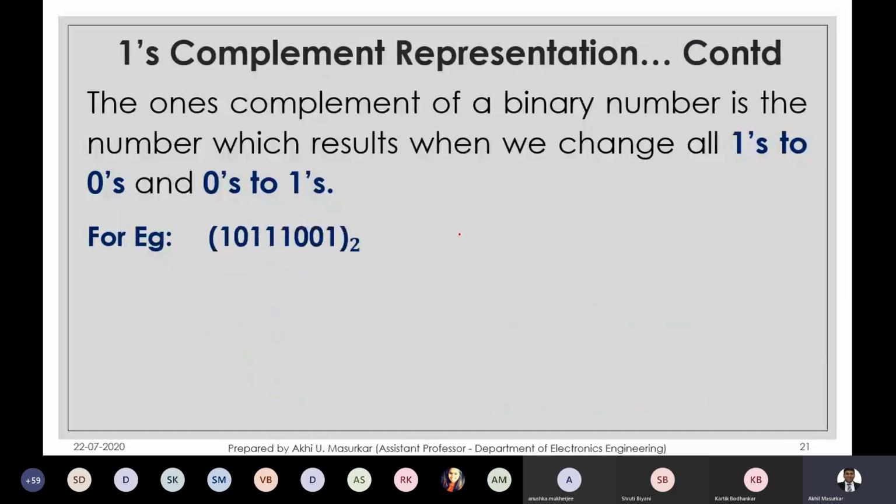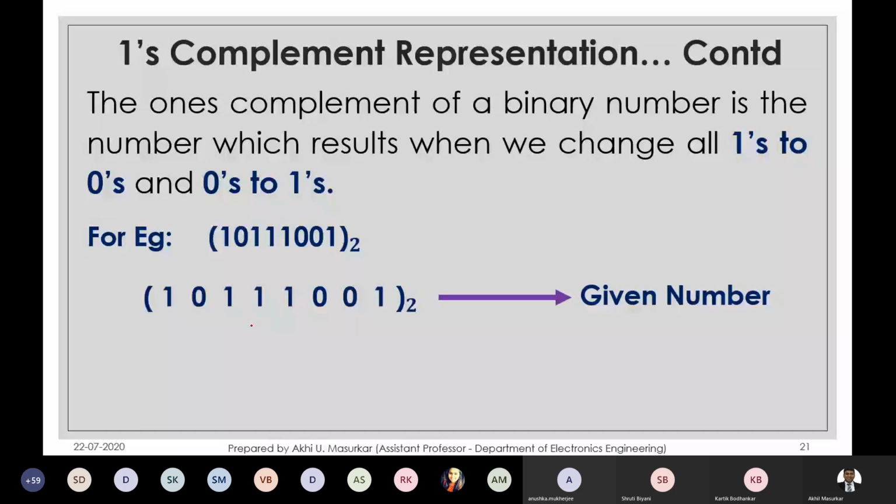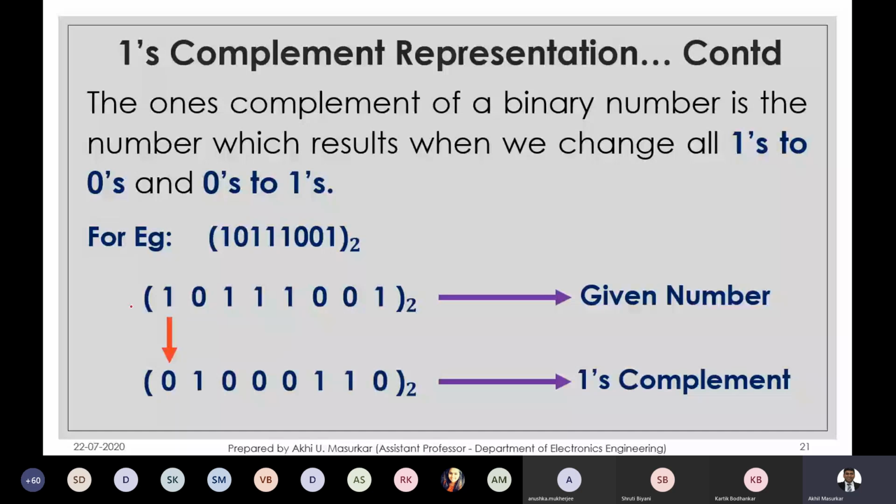If you want to take one more example, if you take a bigger number, this is your given number. So first 1 becomes 0, 0 becomes 1, 1 becomes 0, again 1 becomes 0, again 1 becomes 0, then 0 becomes 1, 0 becomes 1, 1 becomes 0. So just a simple check that I want to do in the chat box. What is the complement of 0, 0, 0, 0?